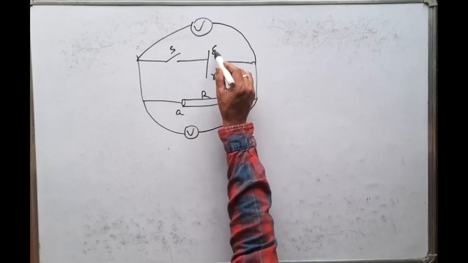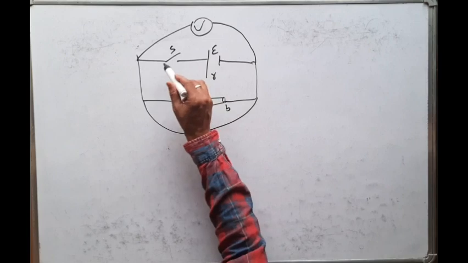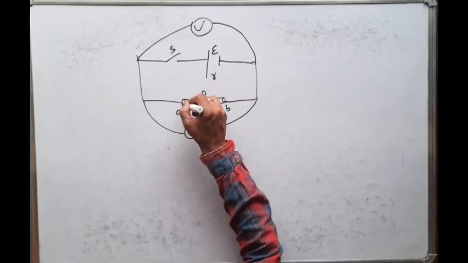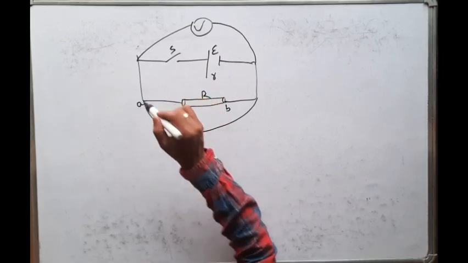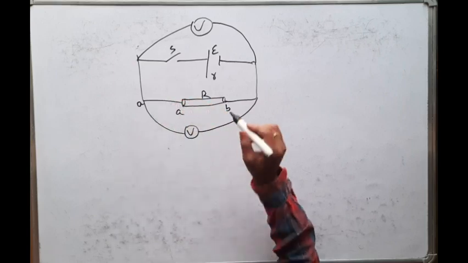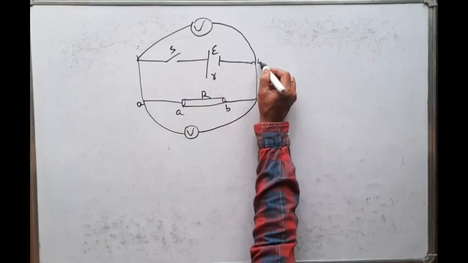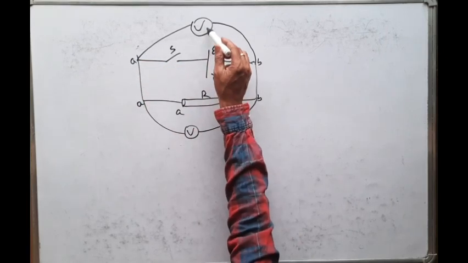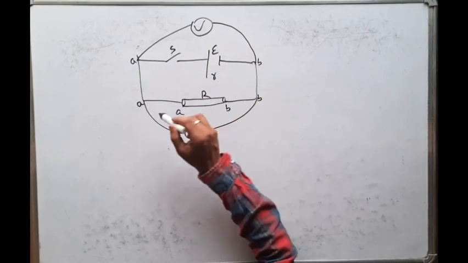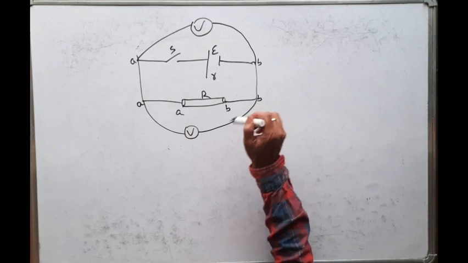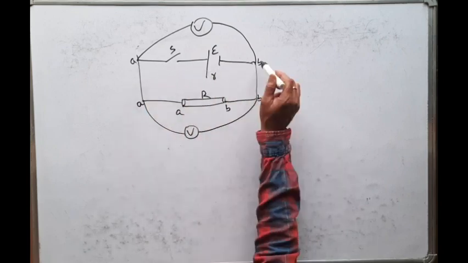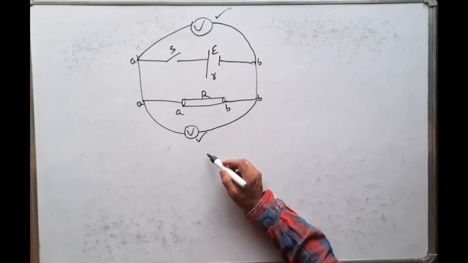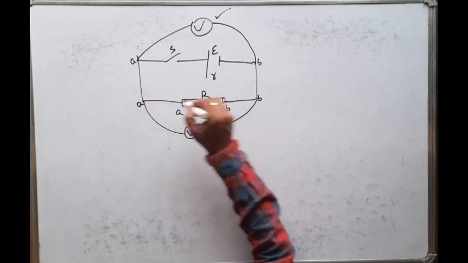Now see, suppose this is a conductor whose resistance is R. This is a battery whose EMF is E, internal resistance is r. This circuit is connected through a switch. This is your A terminal, and this terminal is also A, because there is no other electrical parameter. If this is B, this is also B. So this voltmeter will read the voltage across A and B, and this voltmeter will also read across A and B. Since both are the same, the two voltmeter readings will be the same.